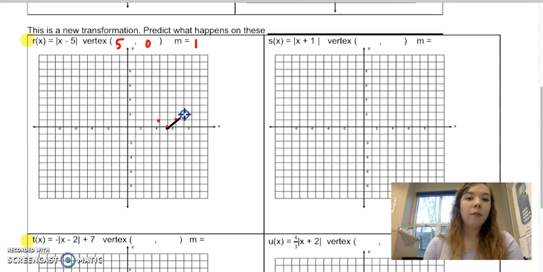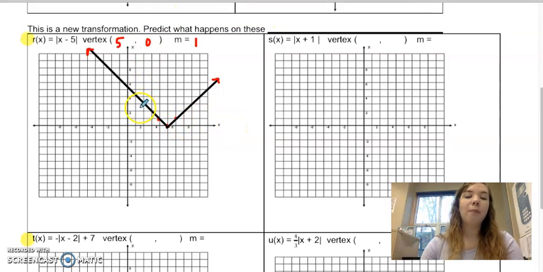But if you're ever confused on these, your best bet is to always just make a table and see if you can figure out what's happening. Even just pick a few values to get some points, and that'll help. Okay, so again, any that I skip here are your assignment.